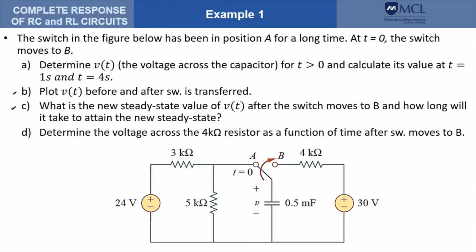For C, we're required to determine the steady state value of the voltage after that switch moves to B, and how long it takes to attain that steady state value from the time the switch transfers to B. And lastly, we are to determine the voltage across the 4 kilo ohm resistor as a function of time after the switch moves to B.